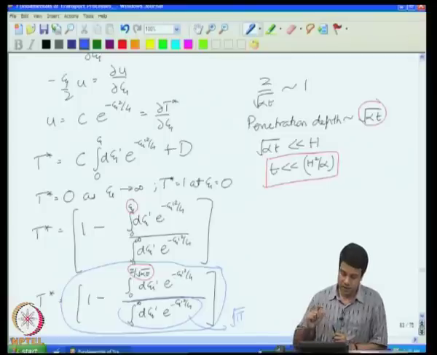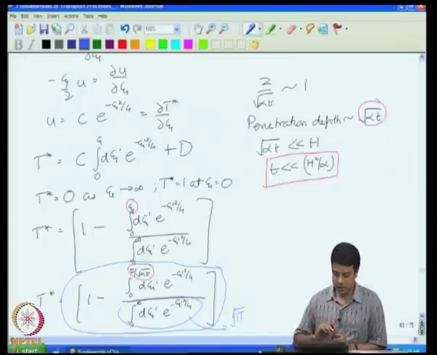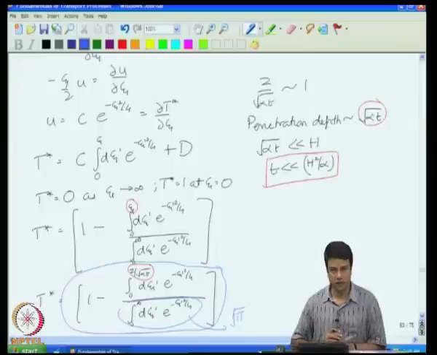That means that the thickness to which it penetrates is given by square root of alpha t, because this temperature disturbance is significant only when z by square root of alpha t is 1 or when the thickness is approximately root of alpha t.